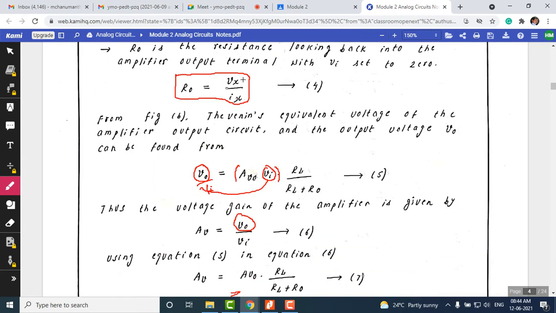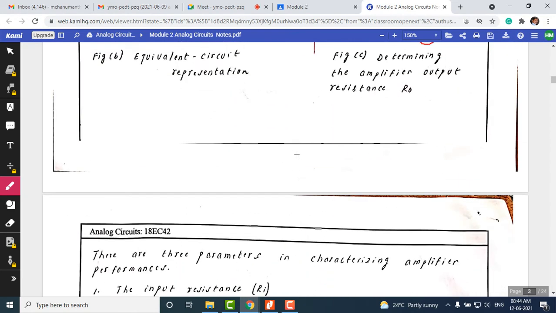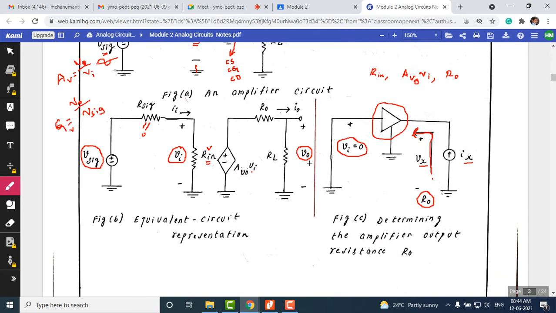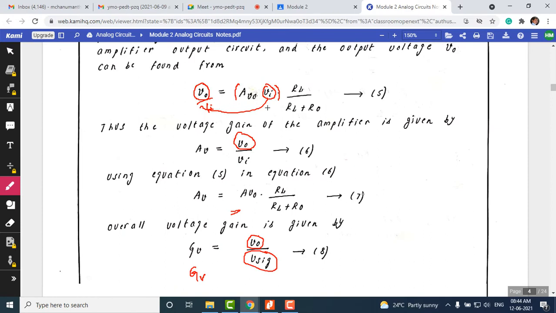Okay, so that is the output resistance, and later we have shown the equations related to V naught and Vi. So this is a Thevenin's equivalent circuit. V naught is equal to the output voltage of an amplifier into RL divided by RL plus R naught. So this is derived from the equivalent circuit that we have shown here. From this equivalent circuit we can write the output voltage using Thevenin's theorem. V naught is equal to AV naught into Vi multiplied with RL divided by R naught plus RL. So the same equation is used here. Okay, so this is a Thevenin's equivalent circuit.